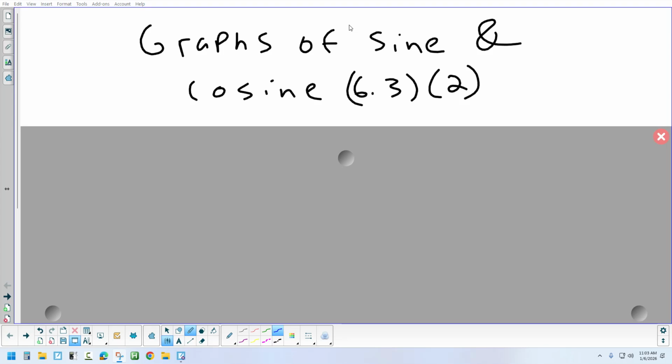All right, so we're going to keep looking at graphing sine and cosine. We did all the shifts yesterday, left and right. We call that a phase shift. Up and down, vertical shift. And today we're going to look at some stretches, and we might get into the multi-step transformations. We'll see.